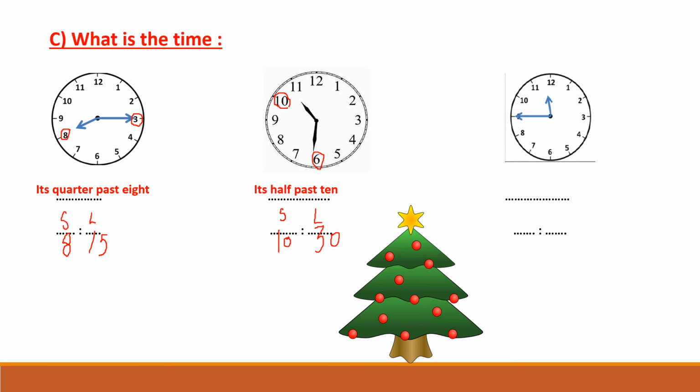And the last one here, I'm gonna write here S and here L. So the short hand here between 11 and 12. So I'm gonna take the smaller, it will be 11. And the long hand at 9. So at 9, it will be 45 minutes. So it's a quarter to 12.